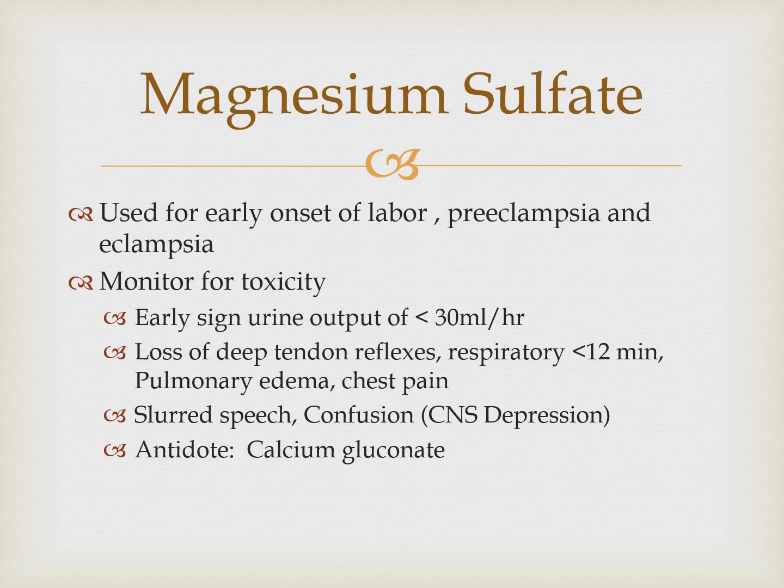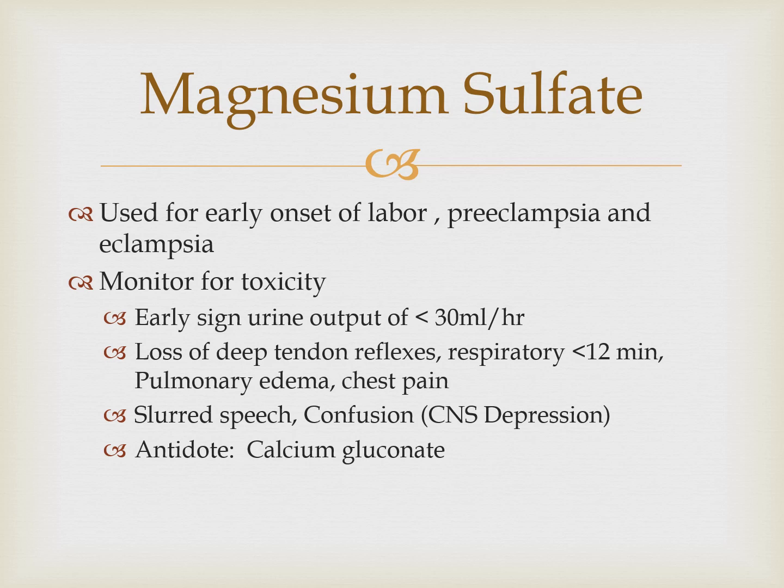Deep tendon reflexes will go down. The respiratory rate will start to go down. You'll see some pulmonary edema, and then the patient will start having chest pain. Remember, those are later, so really pay attention to the urine and the deep tendon reflexes. That will give you a clue that this is happening. You definitely have some CNS depression here.